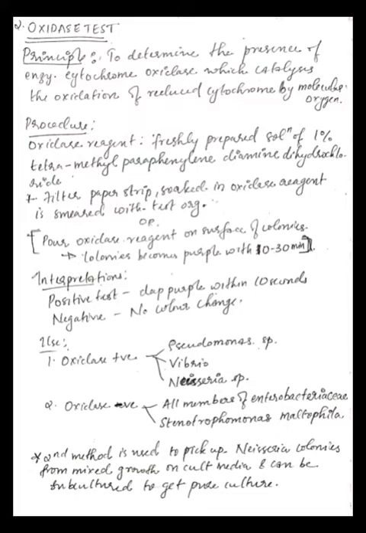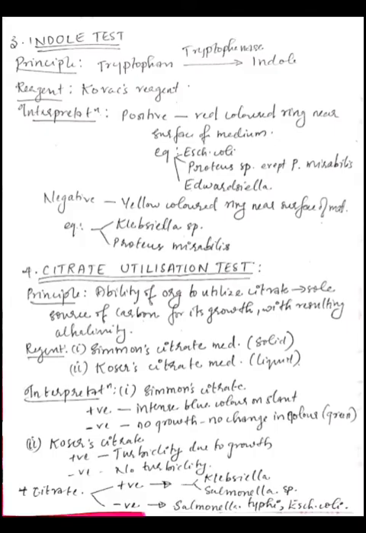The third one is the indole test. In the indole test, tryptophan is converted into indole with the help of the enzyme tryptophanase. The reagent is Kovacs reagent. If the indole test is positive, there is a red colored ring near the surface of the medium. This positive test is shown by Escherichia coli, Proteus species, and Edwardsiella.